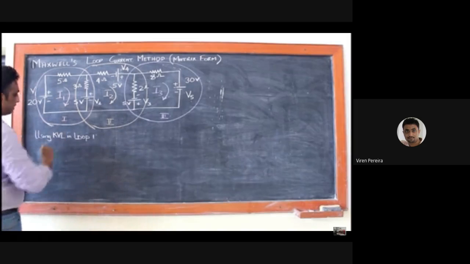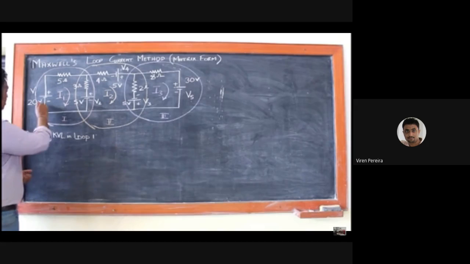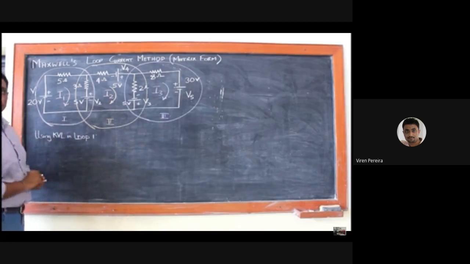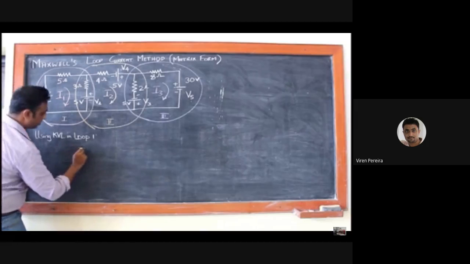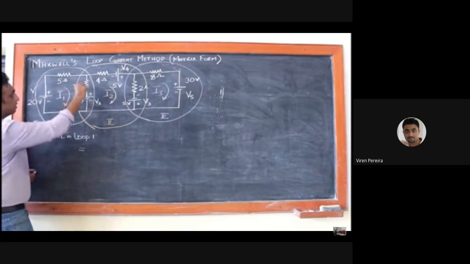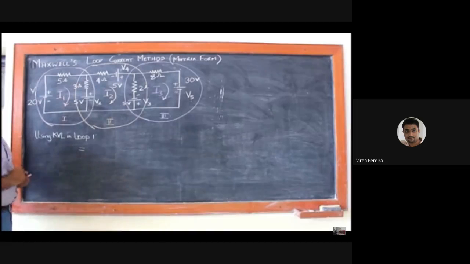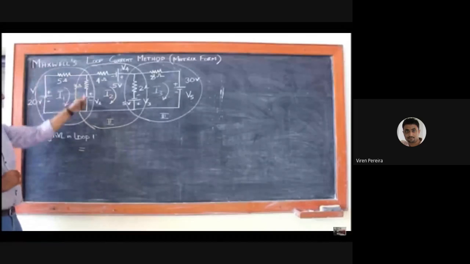Now, using KVL in loop 1. I am only going to consider loop 1. The first voltage source I have is 20 volts. The second voltage source is 5 volts. And the other ones I have are a 5 ohm resistor and a 3 ohm resistor. So I1 is flowing in the 5 ohm as well as the 3 ohm. So I1 is flowing in 5 and 3.